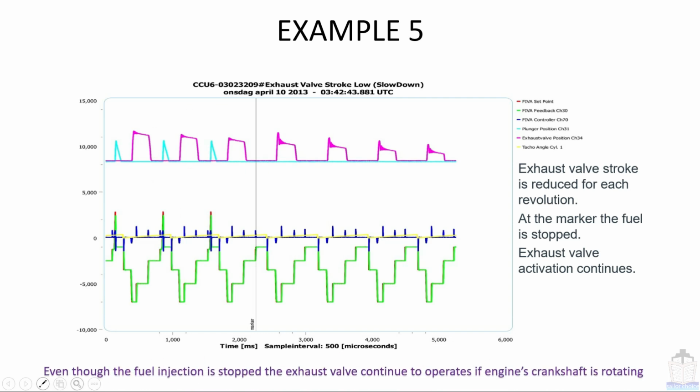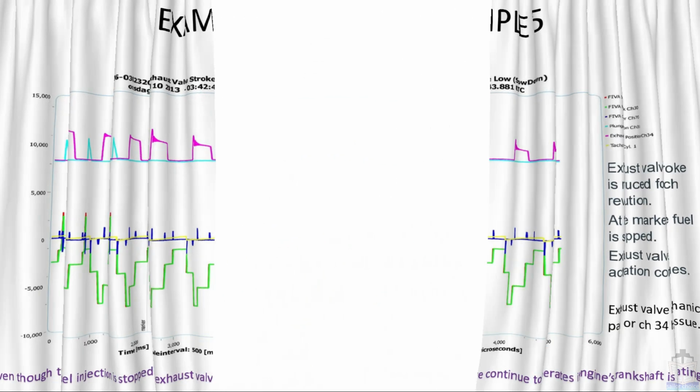Please note, even though the fuel injection is stopped, the exhaust valve continues to operate if the engine crankshaft is rotating. Here the exhaust valve continues to operate, but fuel injection is stopped over here. So this is the normal phenomenon of the ME engine. So the exhaust valve mechanical part or channel number 34 has an issue. So I am going to elaborate it a little bit.